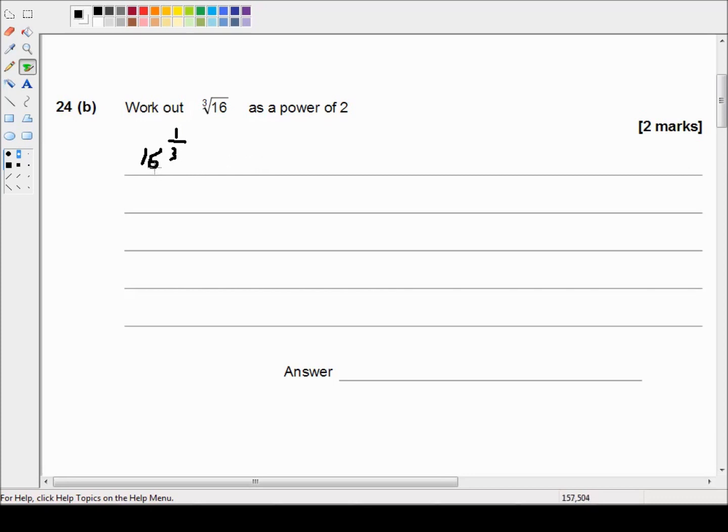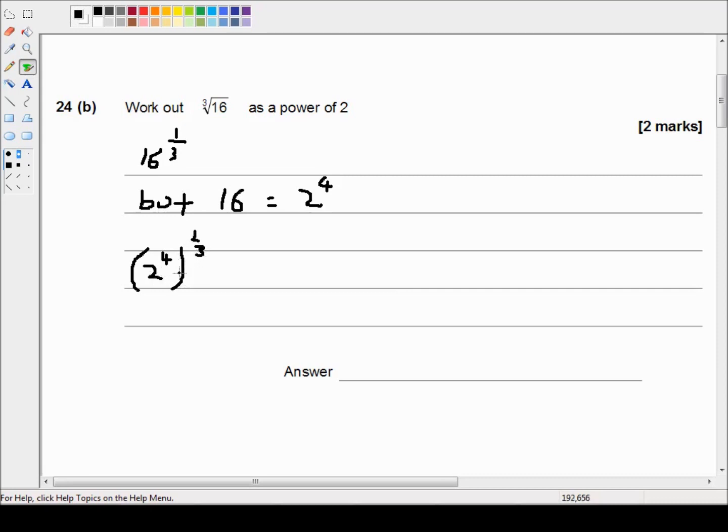So we can say that 16 is equal to 2 to the power 4. And if that's not clear, then you can just say 2 times 2 is 4, 4 times 2 is 8, and 8 times 2 is 16. So we've got 4 lots of 2's to make 16, or 2 times by itself 4 times. So this 16 to the power 1 over 3 is equal to 2 to the power 4, all raised to the power 1 over 3.